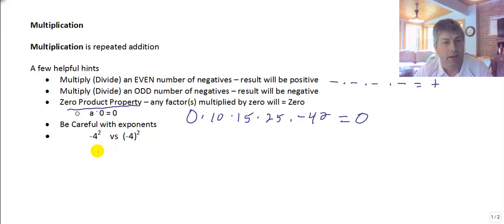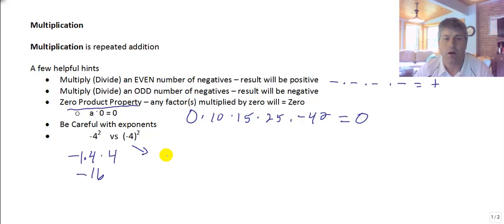Again, be careful with exponents when multiplying. You've seen this example in the past. The opposite of 4 squared. So it's the opposite of 4 times 4. Or sometimes I put the negative 1 in there. It's negative 1 times 4 times 4. It's the opposite of 16.